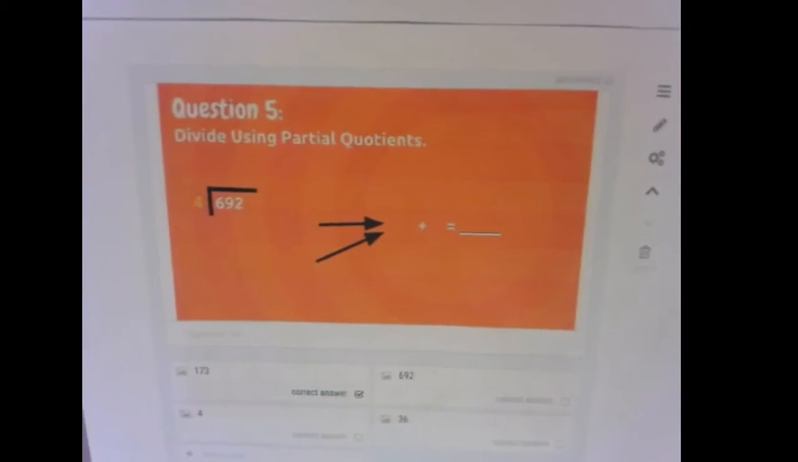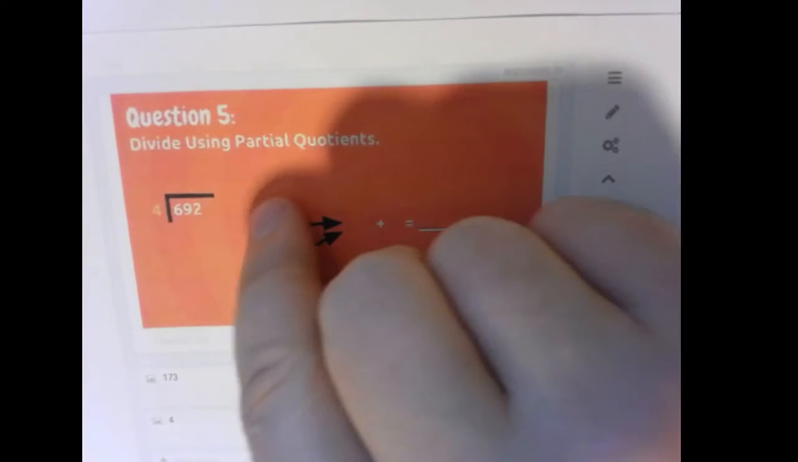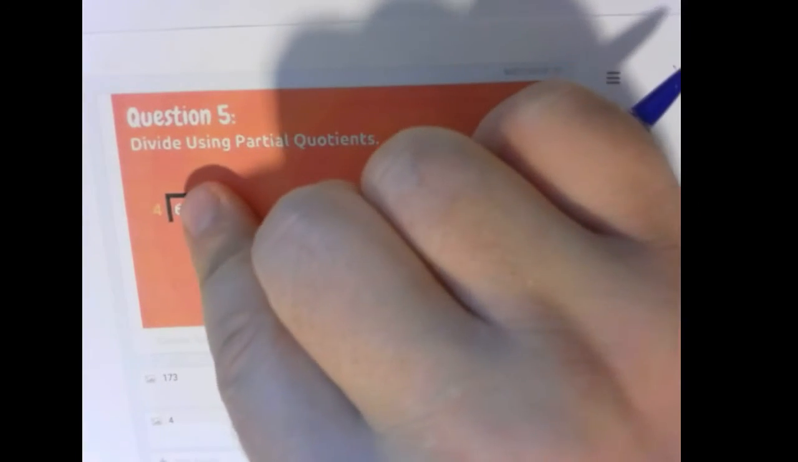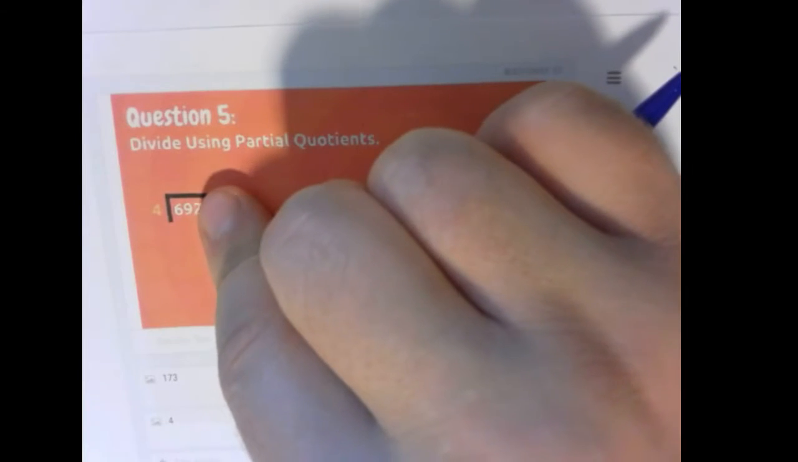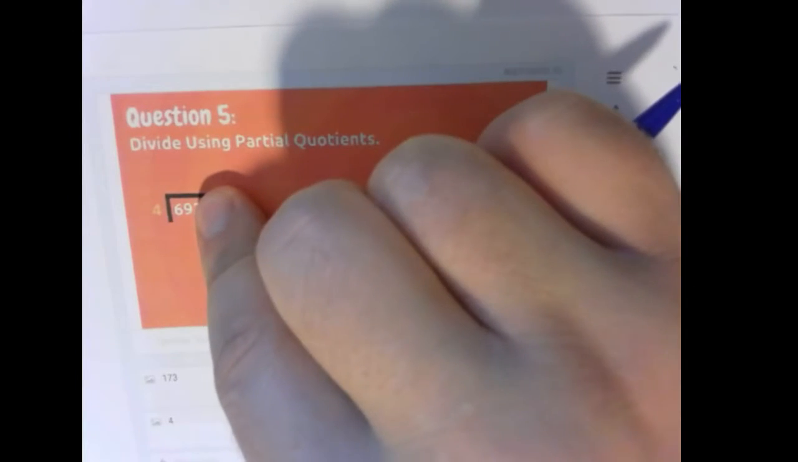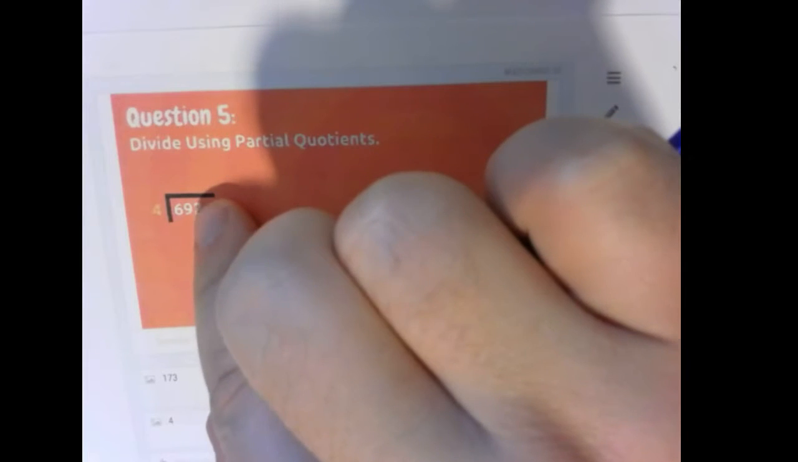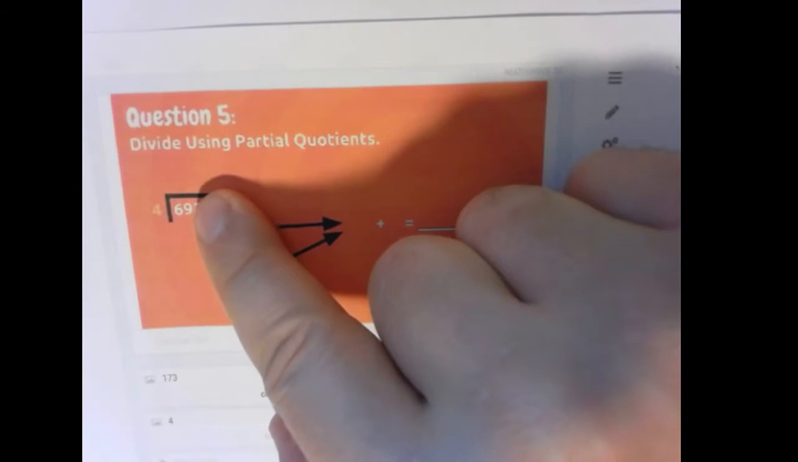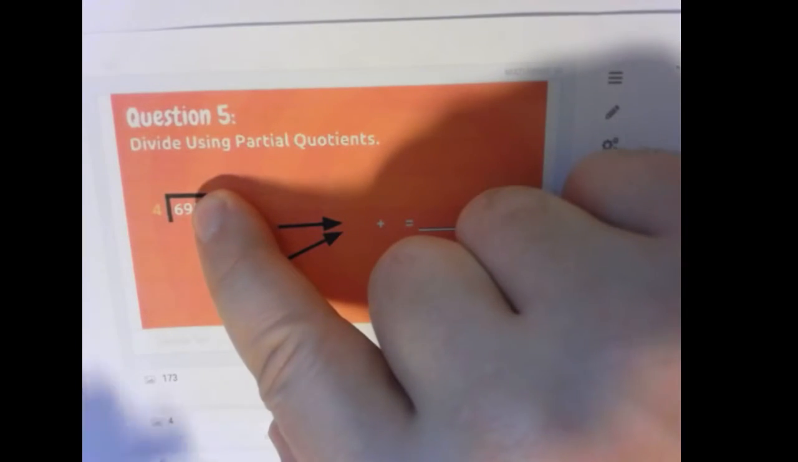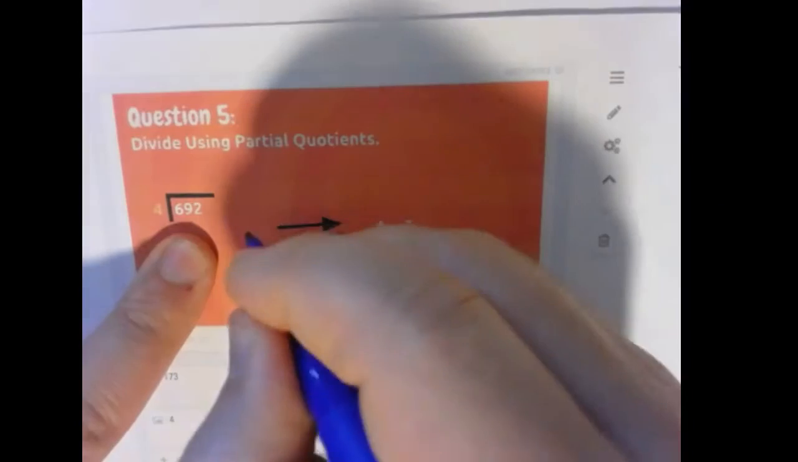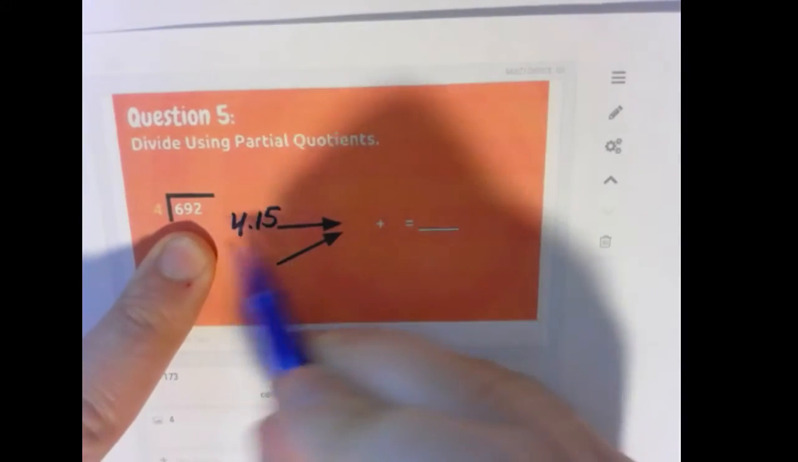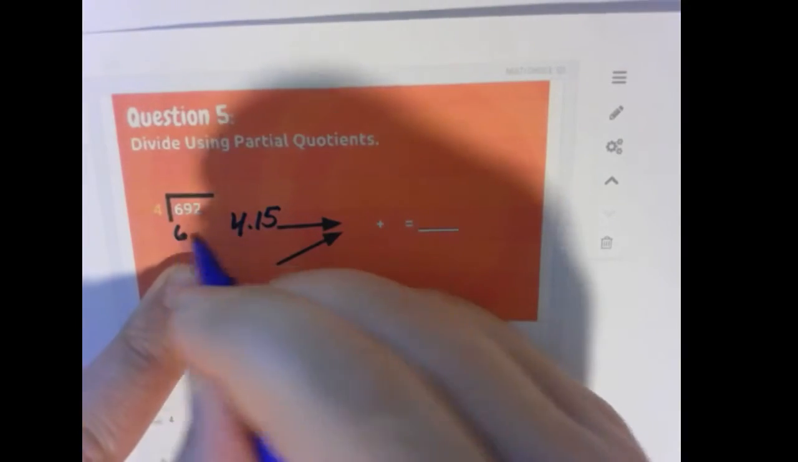Now, what about this one? So how many times would 4 fit into, so we could try to fit it into 6, or we could try to fit it into 69. And there's a few different ways we could do it, as long as we follow the operation correctly. How many times would 4 fit into 60, let's say? So 4 would fit into 60 15 times, right? Let's try 4 times 15. 4 times 15 would give us 60.